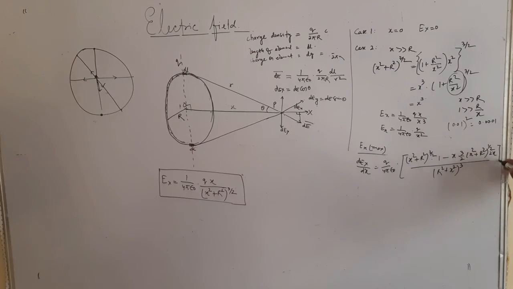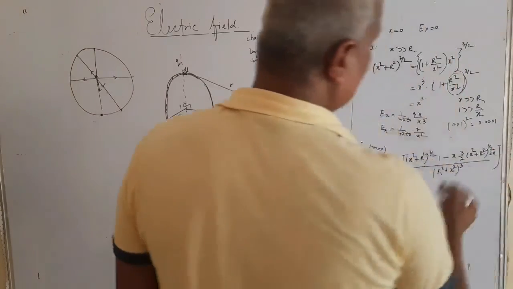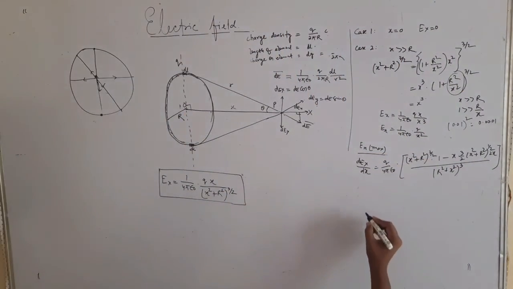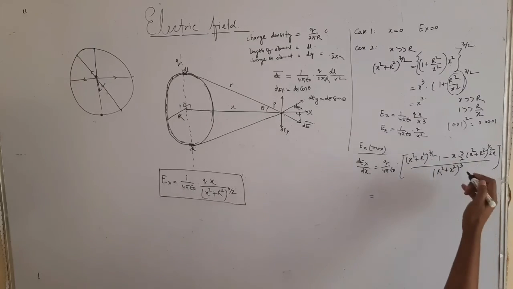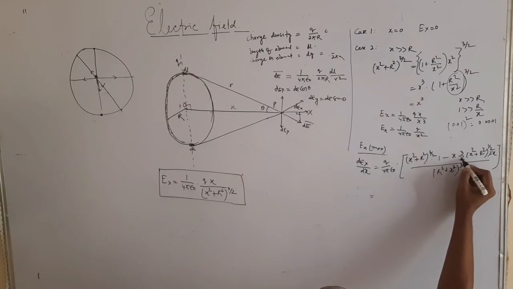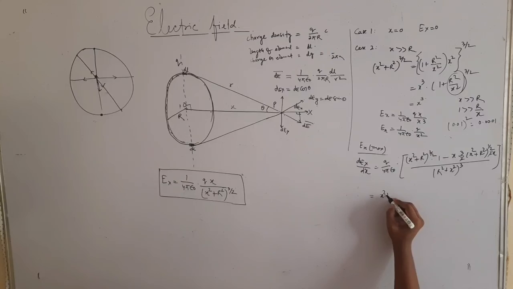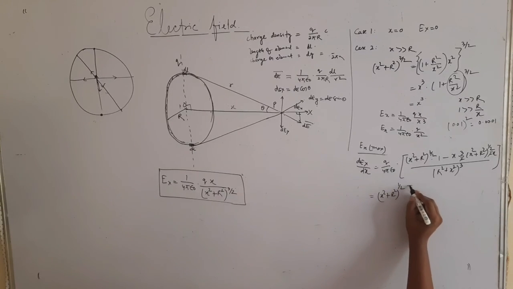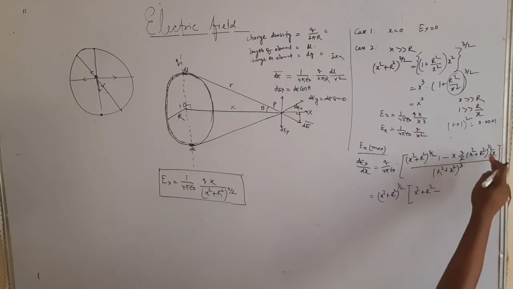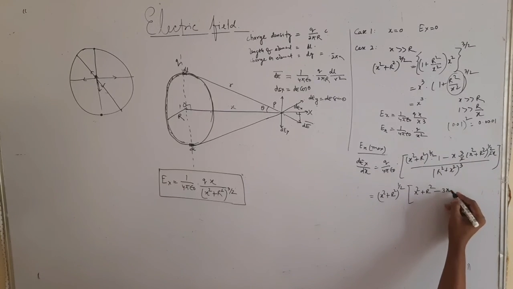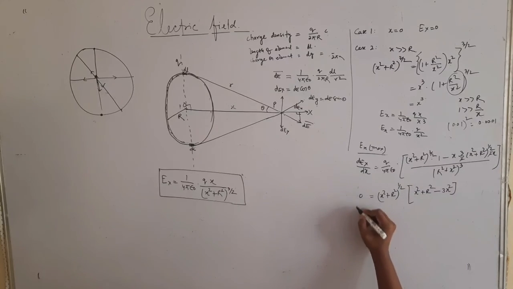And for maxima and minima, you all know that we have to set this value to 0. Then the numerator will be 0. So now just try to save your time also, and in this numerator, this 2 I cancel, and I write x square plus r square to the power 1 by 2 common. Then here I'll be left with x square plus r square minus, from here I have just 3x square, this is minus 3x square equals 0.